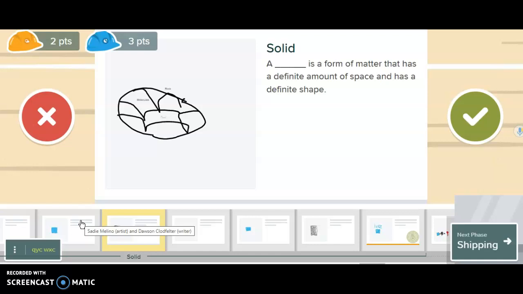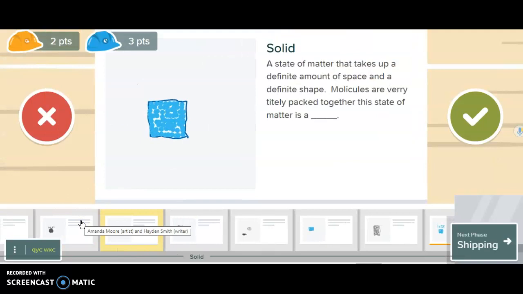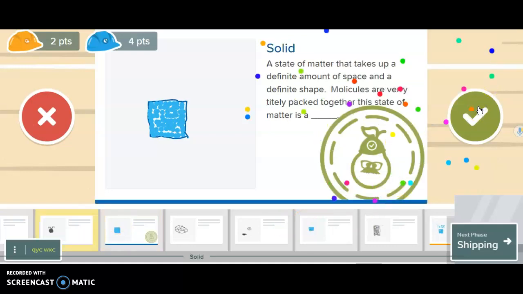Okay. Mackey and Gunner. A state of matter that takes up a definite amount of space, definite shape. Molecules are very tightly packed together. Who's this? Okay, I'm going to keep that one too because I like that.